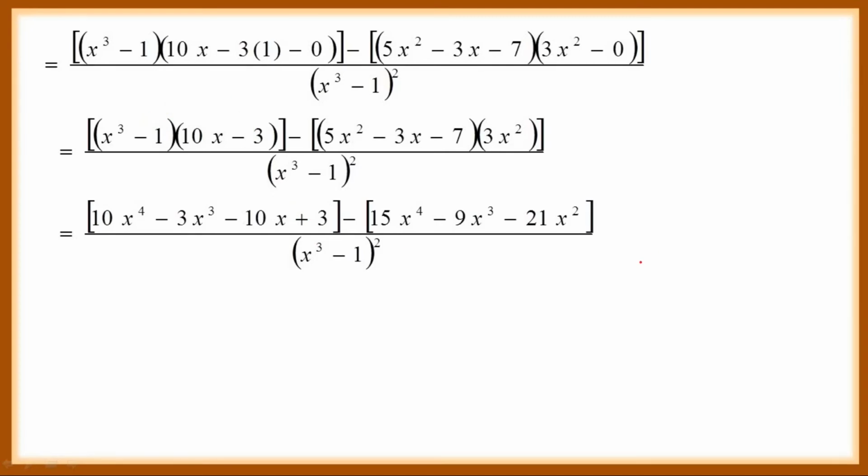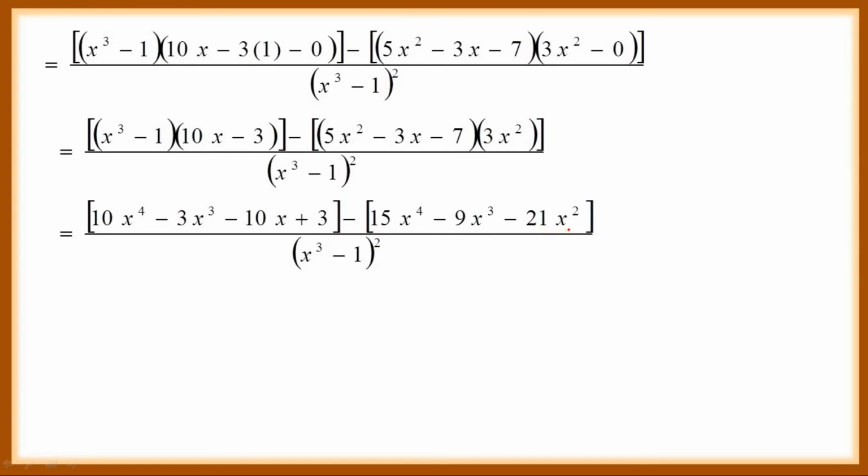For this part, we have 5x squared times 3x squared. 5 times 3 is 15. X squared times x squared, that is equal to x to the 4th. And then, negative 3x times 3x squared, this is equal to negative 9x cubed. And then, negative 7 times 3, this is negative 21x squared.